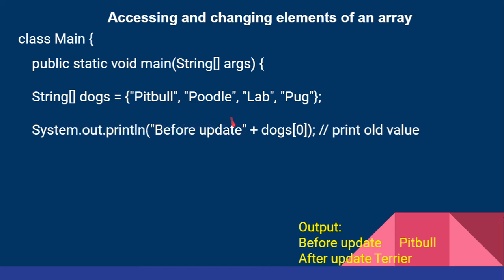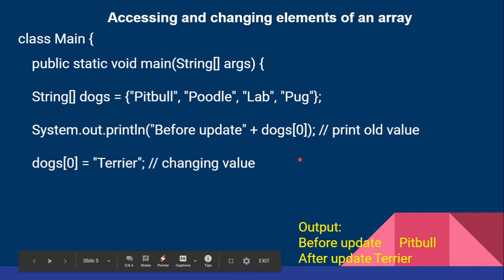which is given within the double quotes, plus dogs of 0, where 0 is the index. 0 is the index, which means it will print the 0th position value, which is here pitbull. So the first output we got is before update pitbull. Okay, now let me see the next one.